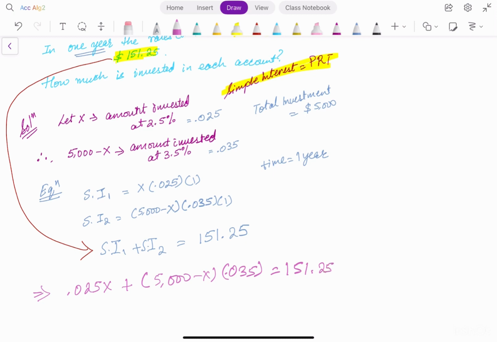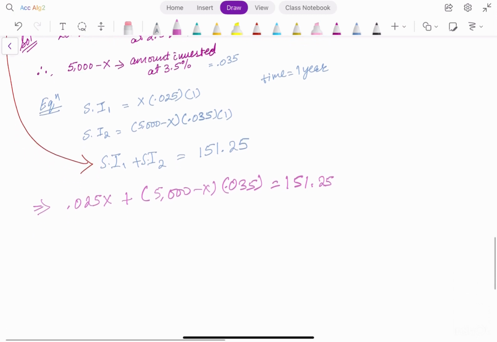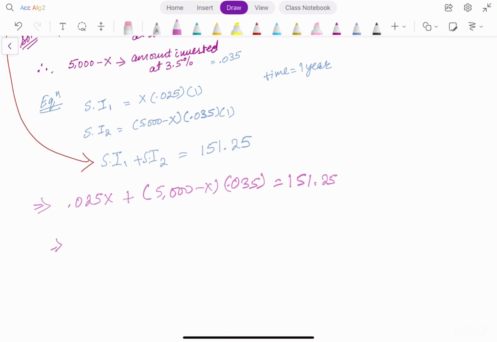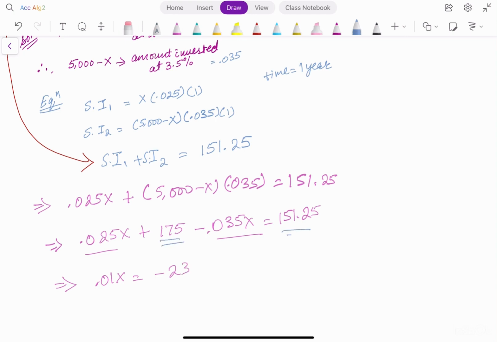Now let's distribute and clean this up. This will give you 0.025x plus 175 minus 0.035x, and everything is equal to 151.25. Combine the like terms. It will be negative 0.01x is equal to negative 23.75 because you are subtracting 175 from both sides as well.